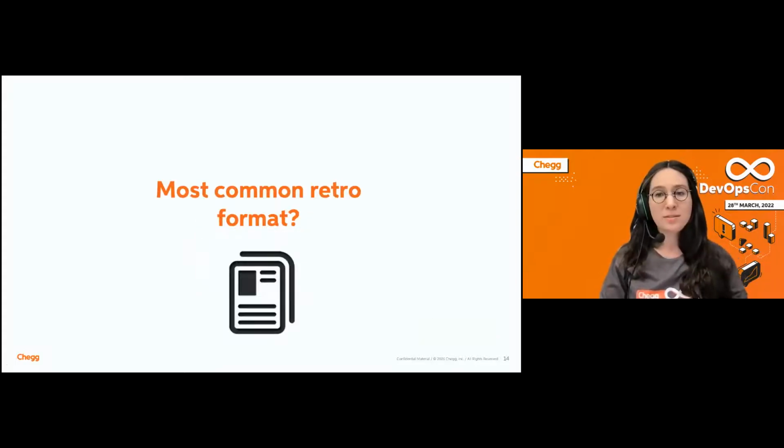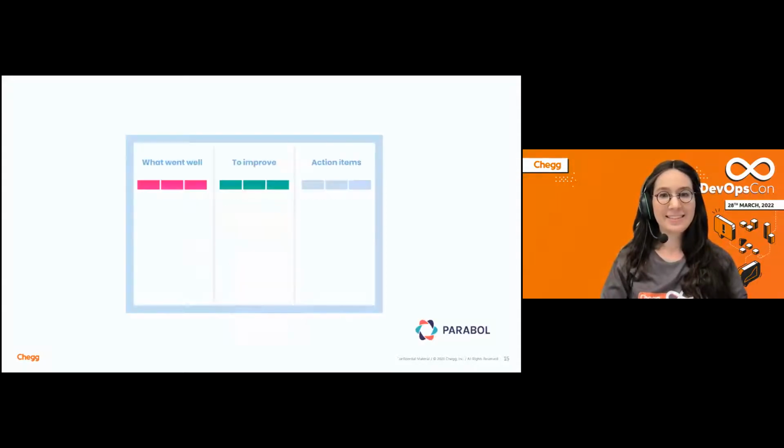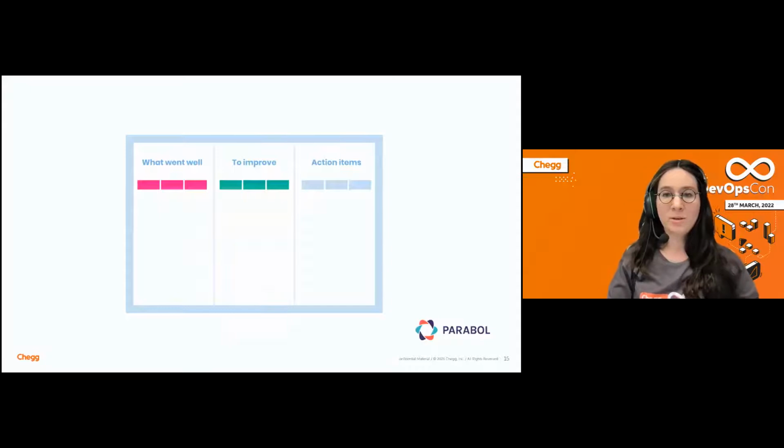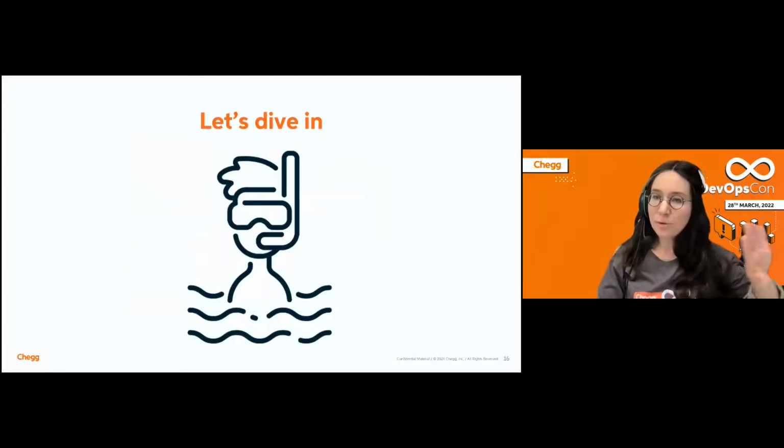What is the most common retrospective template? As most of you probably guessed, it's the what went well and what didn't. Let's put aside the fun facts and dive in.